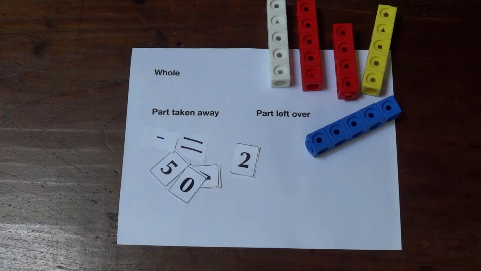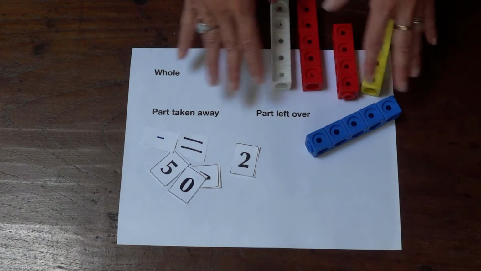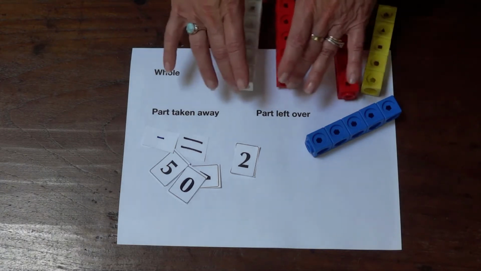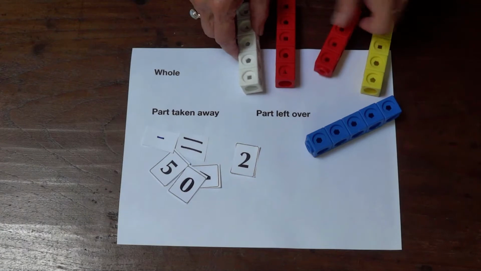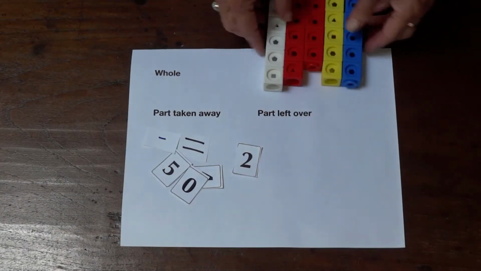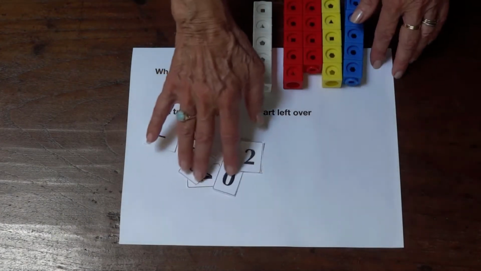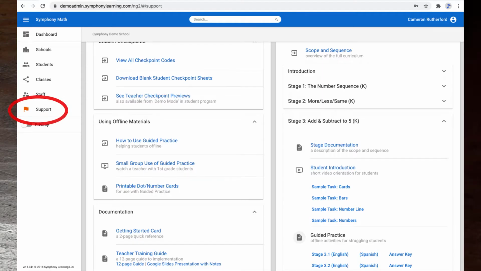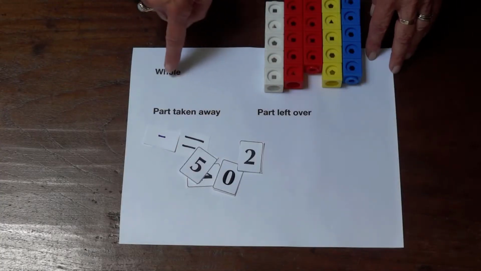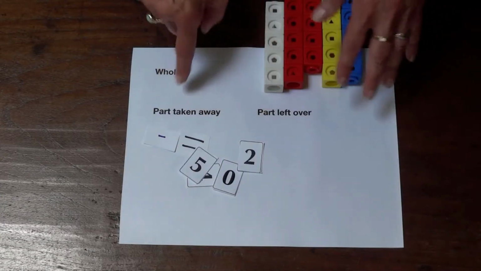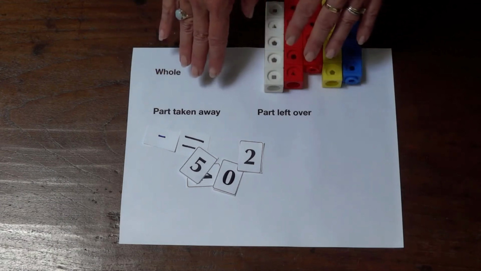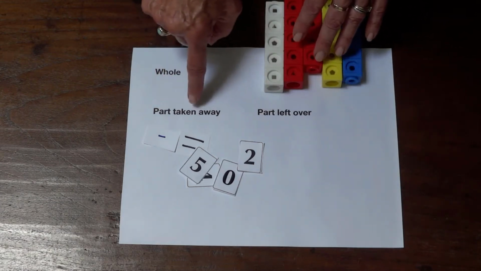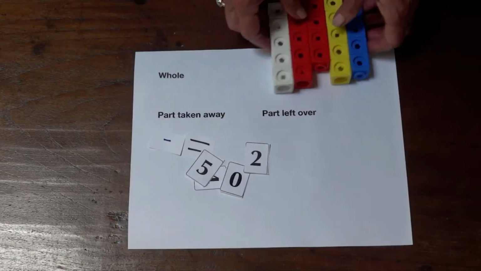Today's materials will be, I made the number bars, which are similar to the bars we see in Symphony Math, and you'll notice since we're working only to 5 that I made my bars of one color, the 5 bars of one color. I've got the number cards, the equal sign, and the subtraction sign, which I downloaded from the Symphony Math support page. And I also use the environment I see on Symphony Math with bars so that it will help students understand that subtraction also means the part taken away from the whole and what is left over.